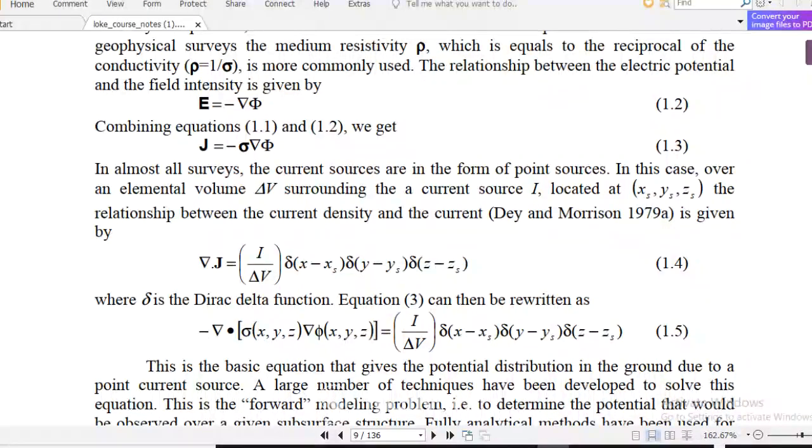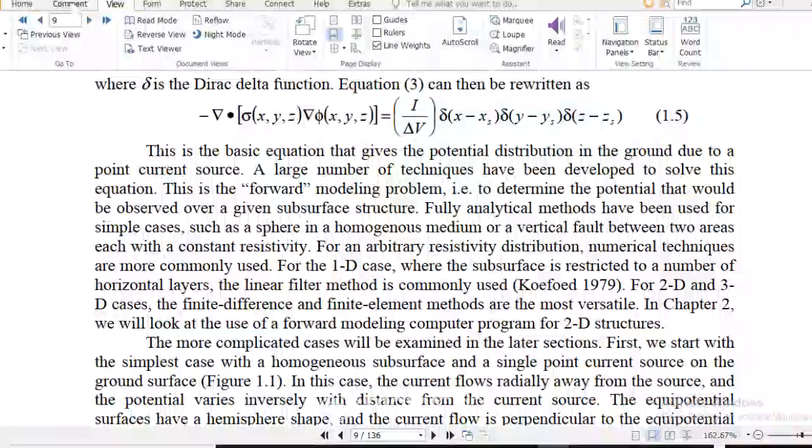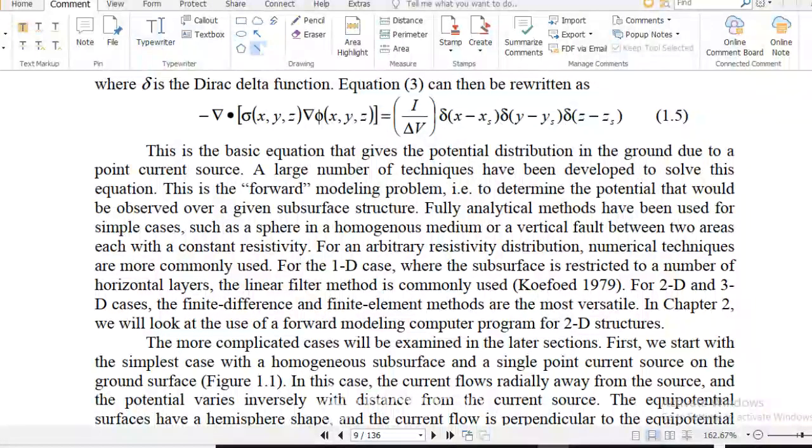Substituting here, this will give us this one. Conductivity is a function of X, Y, Z, and electric potential is a function of X, Y, Z. This is given by Day and Morrison. As I have said, this is very important, the basic equation. This is the basic equation that gives the electric potential distribution.